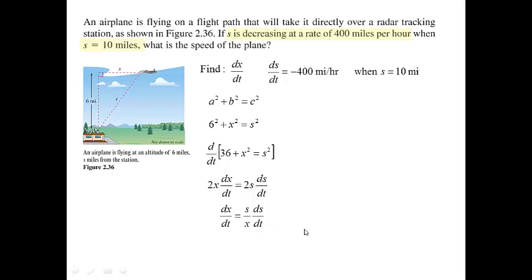All right. Now, we're given s. We're given ds/dt. But we have something else we don't know here, x. Is there any way to find x? Yeah, we can come back here. When s is 10, we know what x is, right? If we put all this together, we can solve this for x, which will be x is equal to the square root of s squared minus 36, solving for x here. This would be a plus or minus.